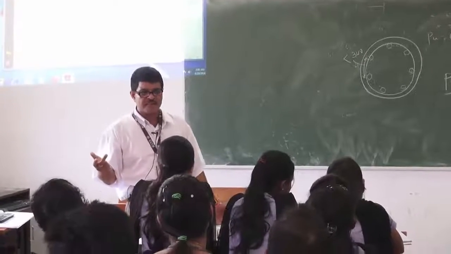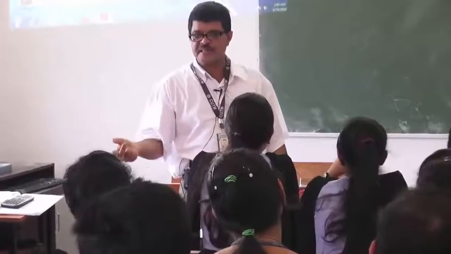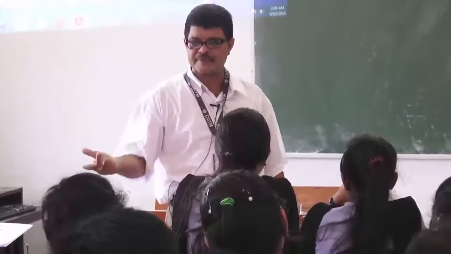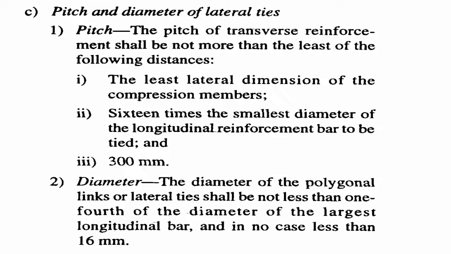But in the market, 8 mm is available. In the market, we are using Tor steel or HYSD bars. The minimum diameter available in the market is 8 mm. Generally, 8 mm bars are used as the links. Okay. Then what is the pitch?